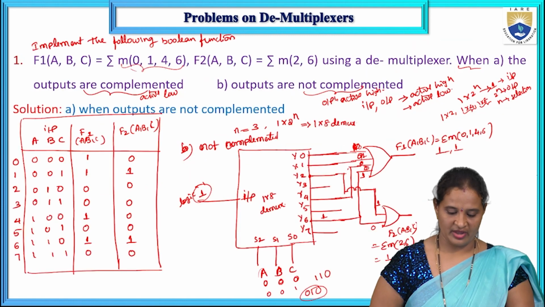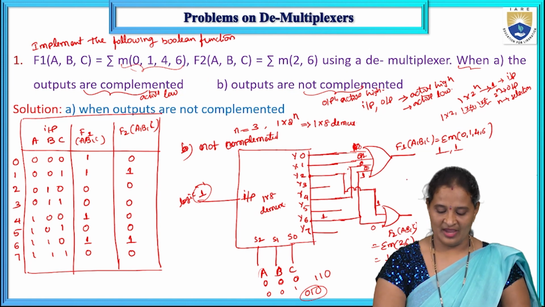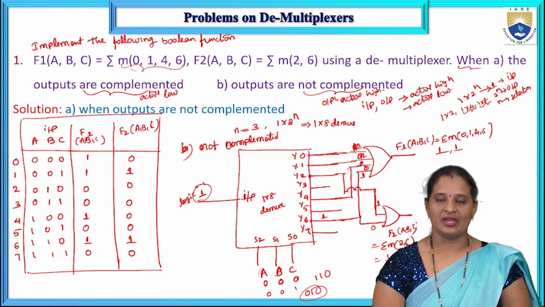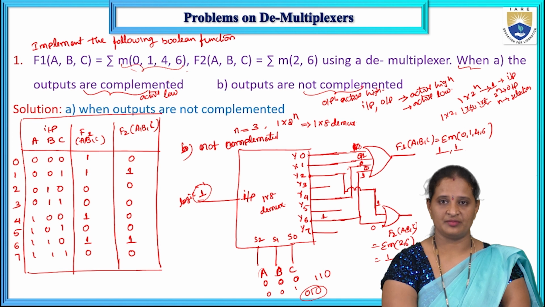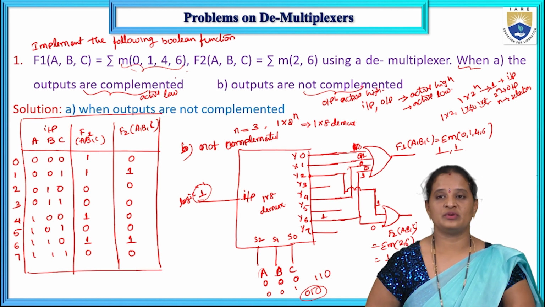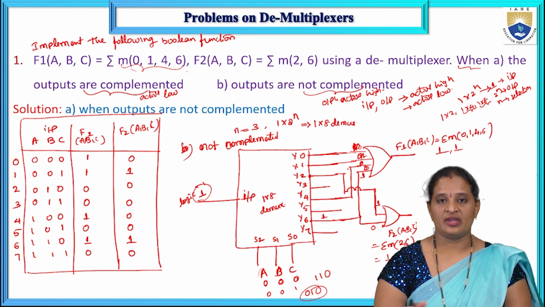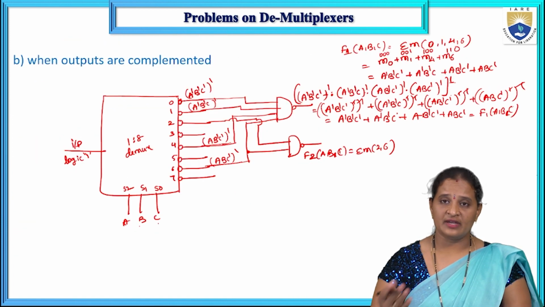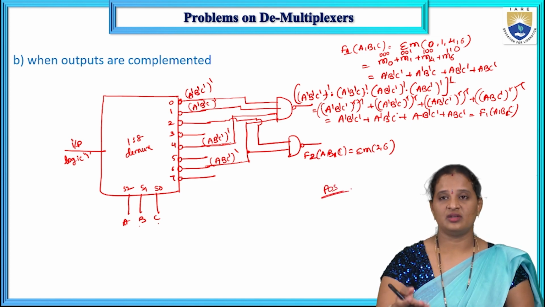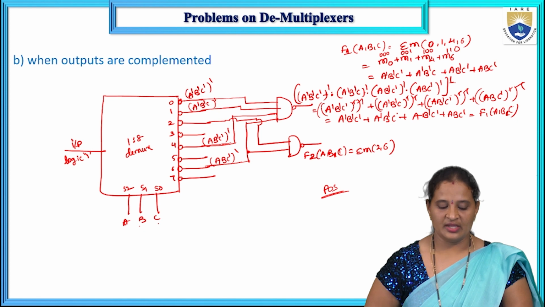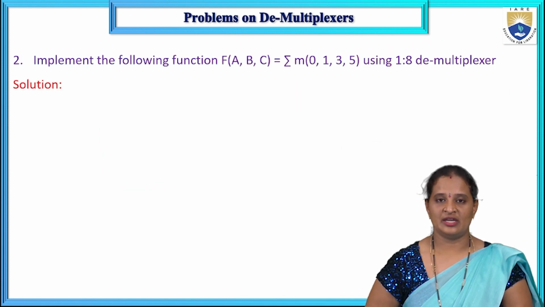The only thing that you have to remember is when you are considering the outputs as active high, then we have to use the OR gate in order to implement the SOP form of a Boolean function. And if you want to consider the outputs as active low, then what should we use? In place of the OR gate, we have to use the NAND gate. If it is a POS, meaning product of sums, then it will be reversed. Okay. So that is the implementation of given Boolean functions using a demultiplexer.